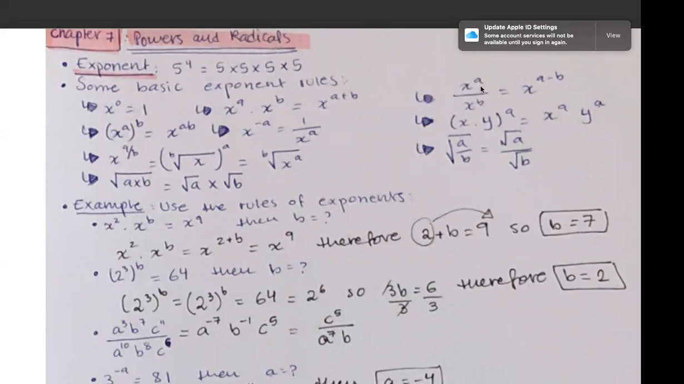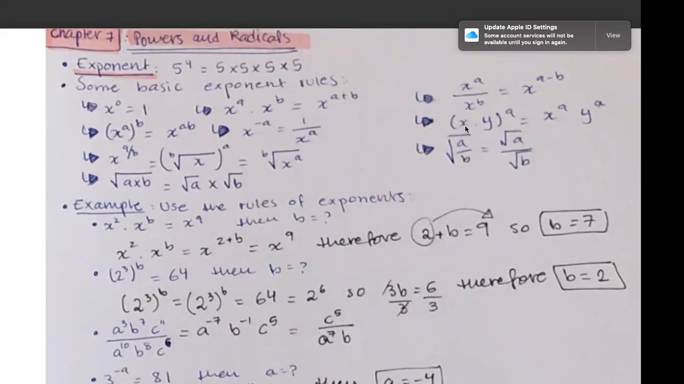The difference is when it's multiplied, the exponents are added, and when they're divided, the exponents are subtracted. And then when you have x to the power of a, the whole thing to the power of b, this means that the power is a times b, right? So x to the power of a times b. When you have x to the power of negative a, then it is the same as saying 1 over x to the power of a without the negative sign.